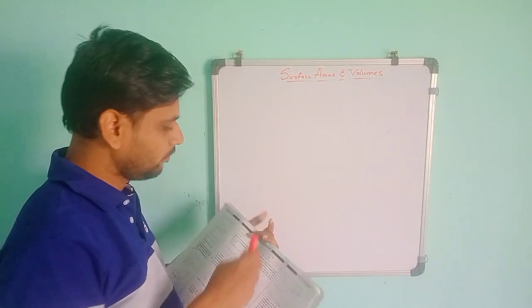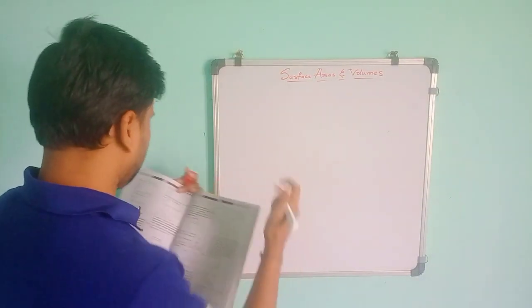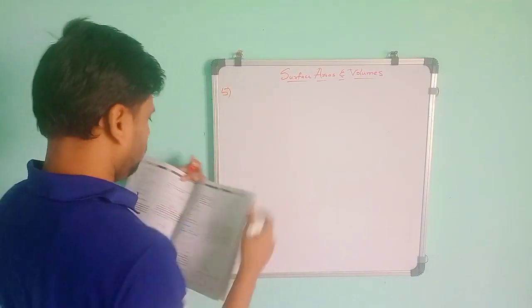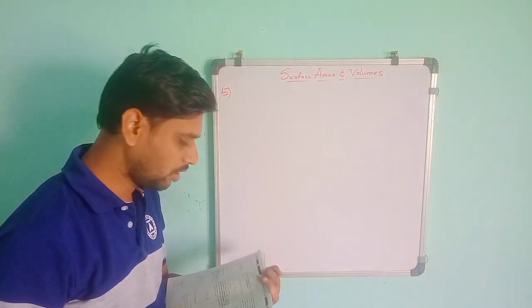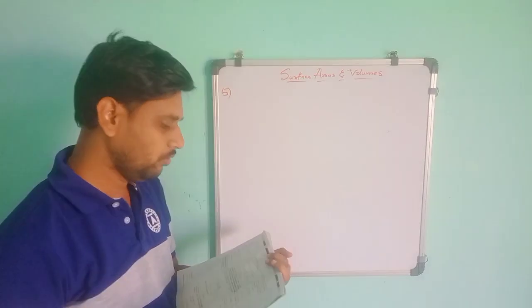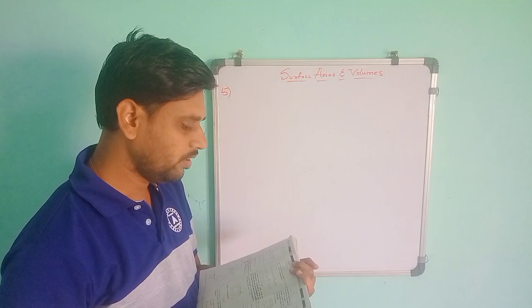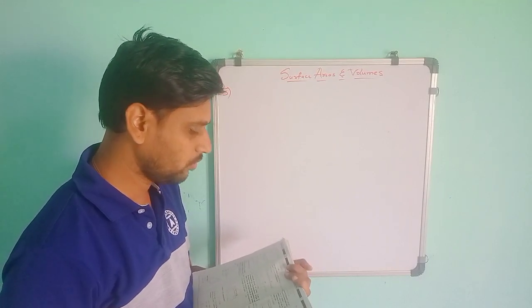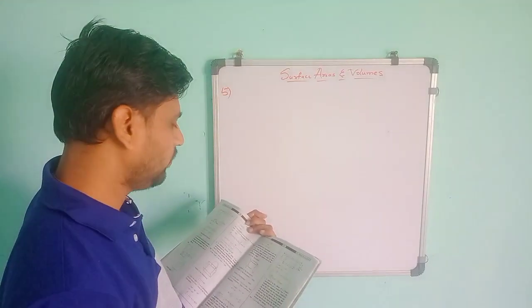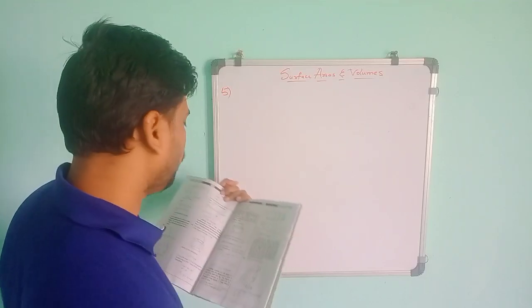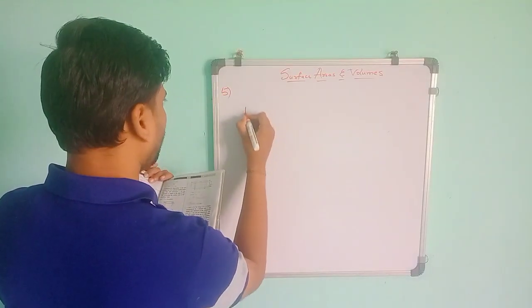Then the fifth problem. A hemispherical depression is cut out from one face of a cubical wooden block such that the diameter L of the hemisphere is equal to the edge of the cube. Determine the surface area of the remaining solid. So the hemispherical depression is cut out from one face of a cubical wooden block.